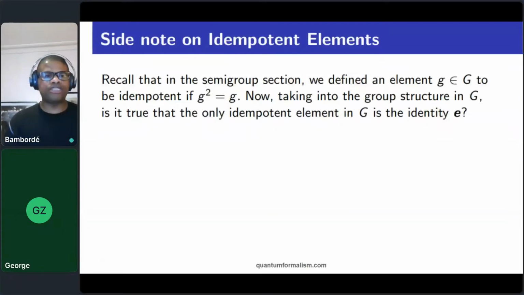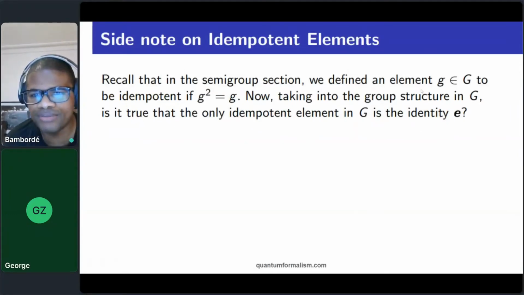This is just a side note. Now that we are talking about exponentiation, remember, in the semi-group section, we defined an element to be idempotent if it satisfies this.